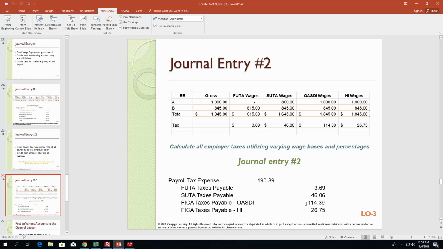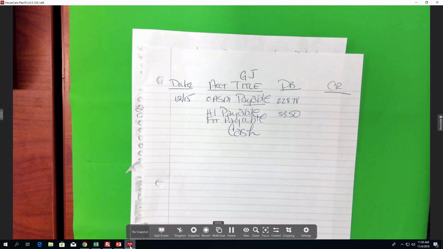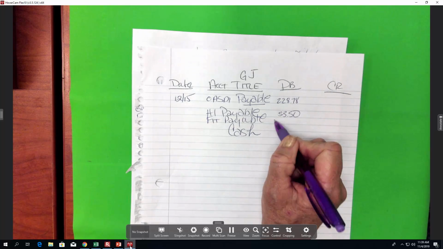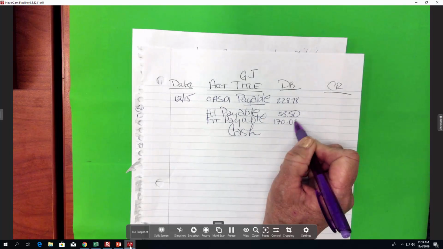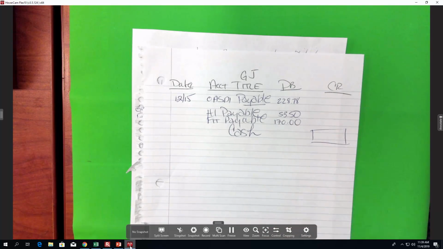Now, do I have to pick up FIT from 2 places? No. What's my FIT? This is the amount that I write the check for. And then my debits equal my credits. And then my account balance is 0, and I start all over again.